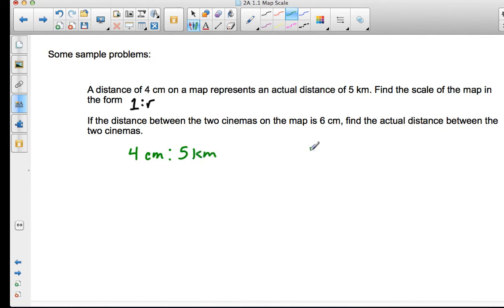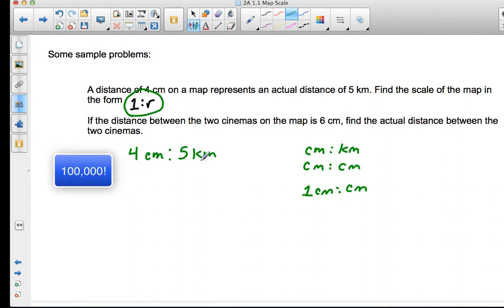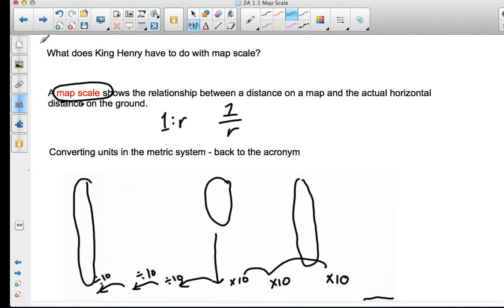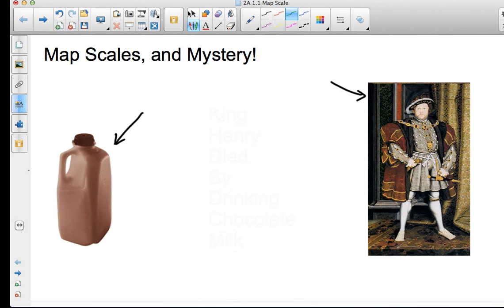All right, so I'm going to break down my plan here. Right now I'm in centimeters to kilometers. My next step is going to be centimeters to centimeters. And then finally, to get to my unit rate of 1 to r, I'm going to figure out 1 centimeter equals how many centimeters on the map. So first thing I need to do is convert kilometers to centimeters. Maybe I don't know how many centimeters are in a kilometer, but I do know kilo, if I look back, where'd my picture go? Hold on, here we go.